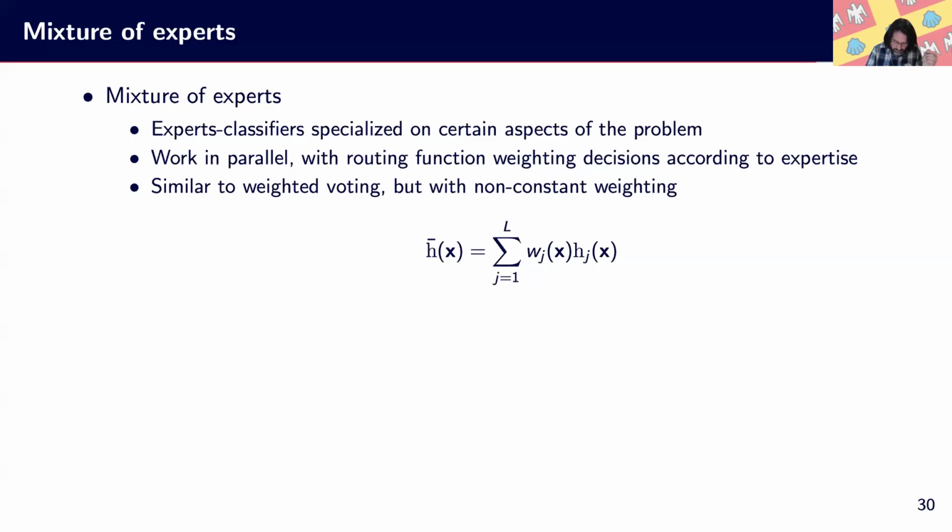The difference is that the weight is based on the x. So here we have this w_j(x), which is not a constant but a function. And that function will vary according to the expertise of model j on sample x.